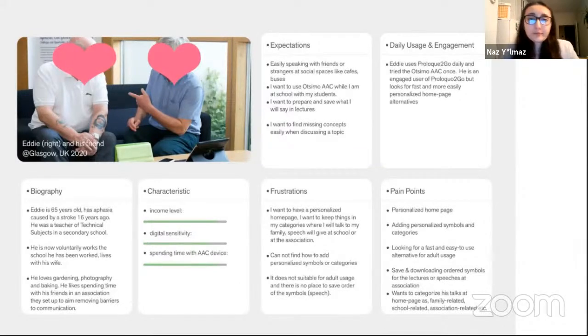Eddie, expectation: easily speaking with friends or strangers at social spaces like cafes, buses. I want to use Otsimo AAC while I am at school with my students. What are the frustrations? I want to have a personalized homepage. I want to keep things in my categories where I will talk to my family, give speeches at school or do at the association. And what are the pain points? Personalized homepage.